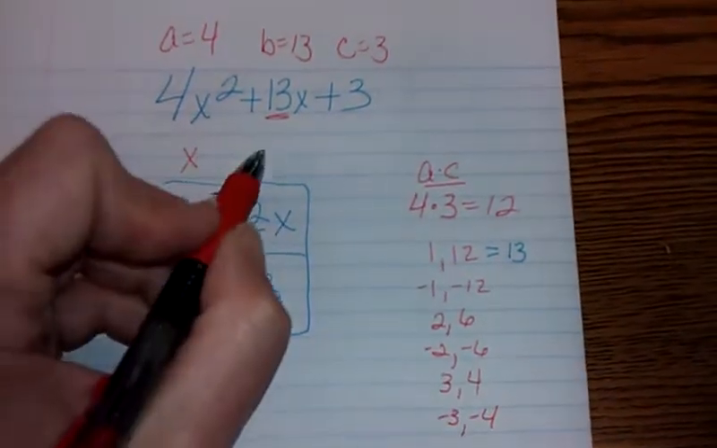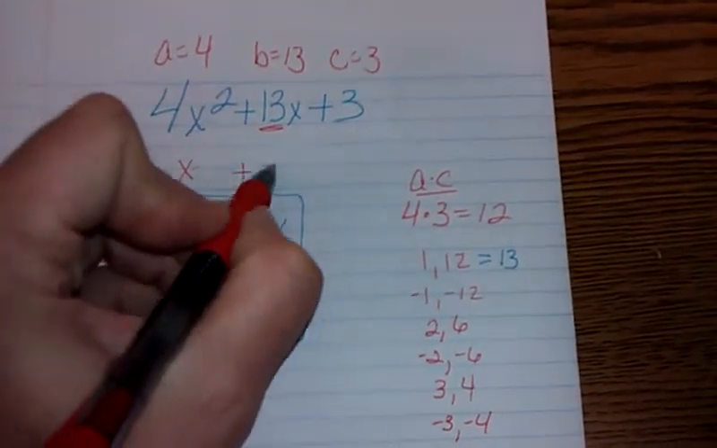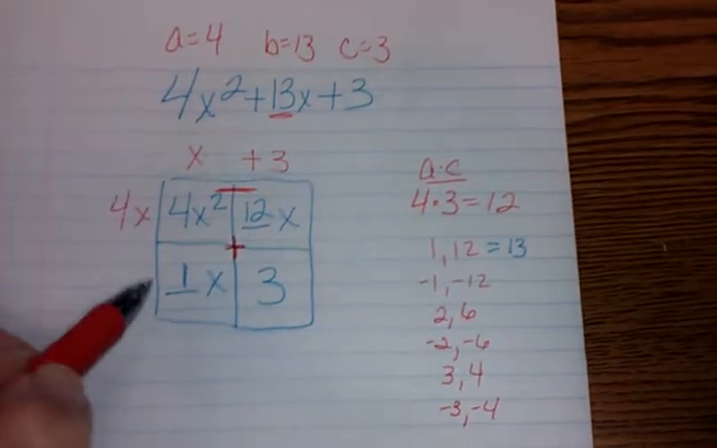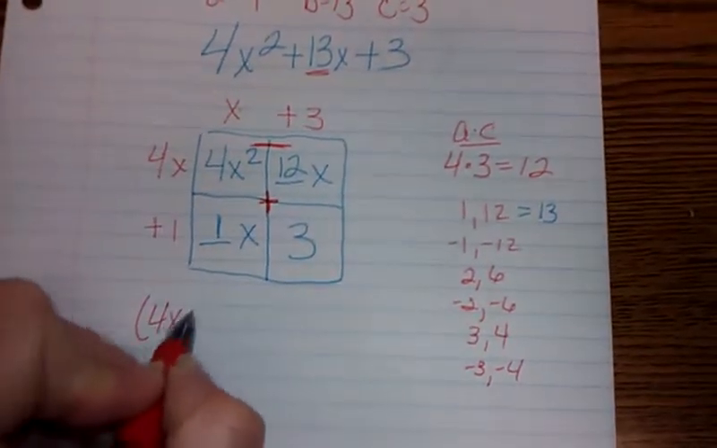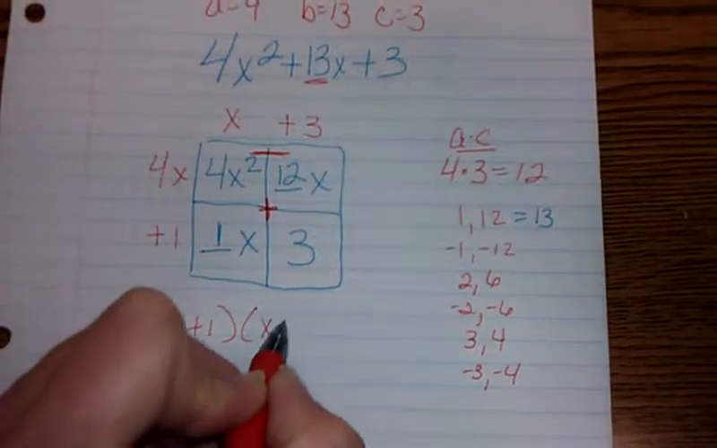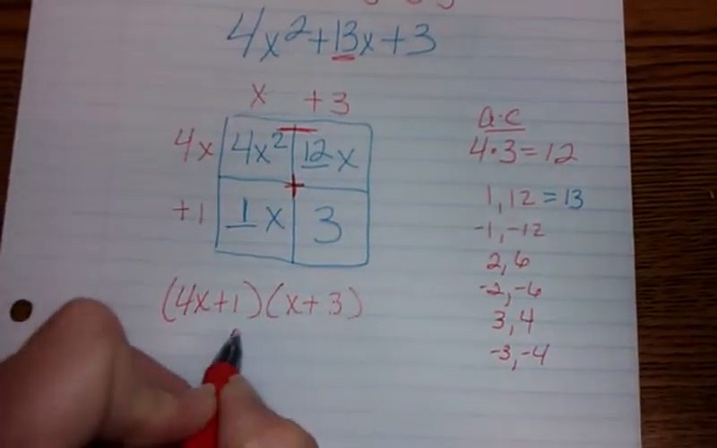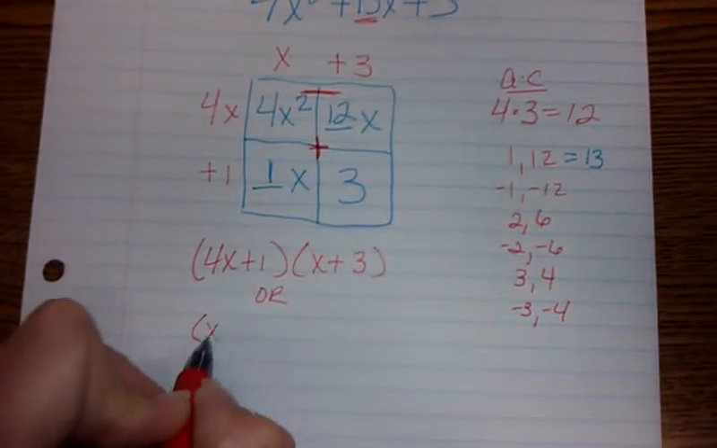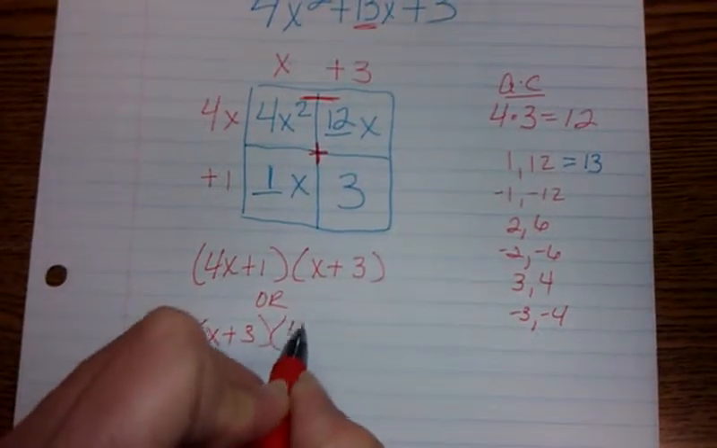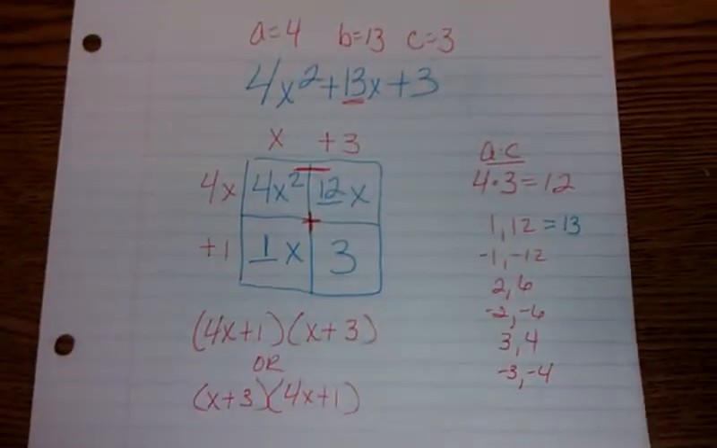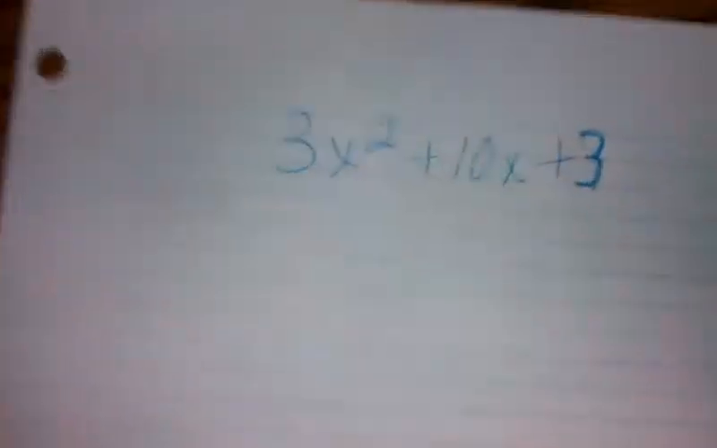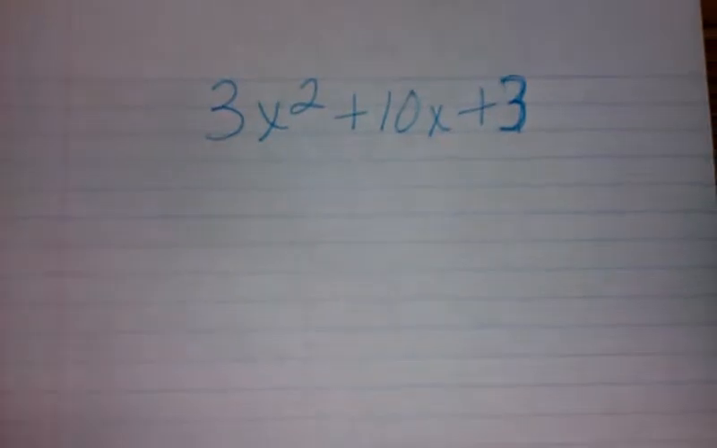Now I have 4 times what is 12, plus 3. X times what is 1x, plus 1. My solution is 4x plus 1 times x plus 3. Now you could have written it as x plus 3 times 4x plus 1. Either way doesn't matter. Okay, this is the last problem. I want you to pause the video and come back and see how you do.